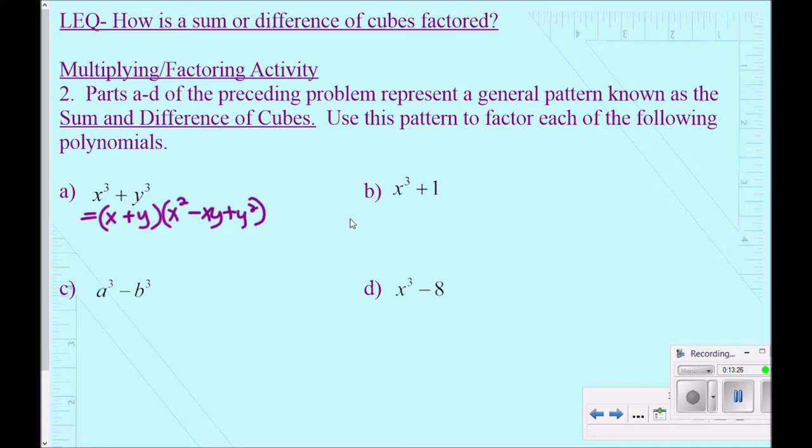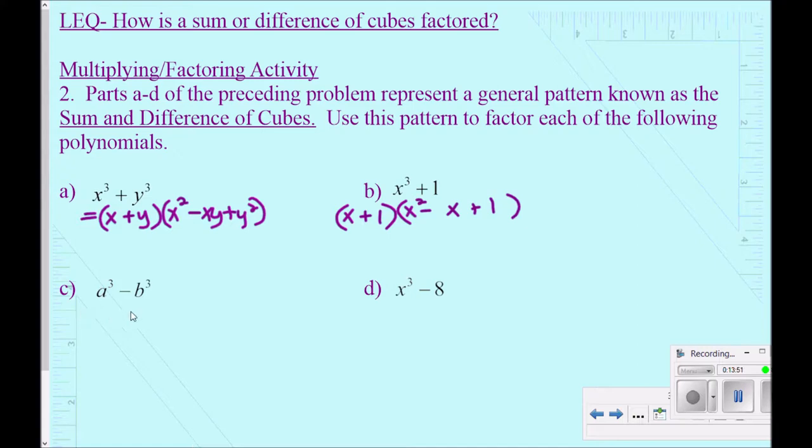B, same idea, no GCF. Sum of cubes, binomial and trinomial. Cube root of x cubed is x. Cube root of 1 is 1. This is a sum, so plus, minus, plus. Square x to get x squared. Square 1 to get 1. 1 times x is just x in the center.